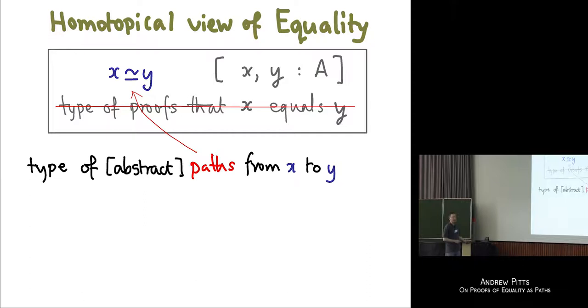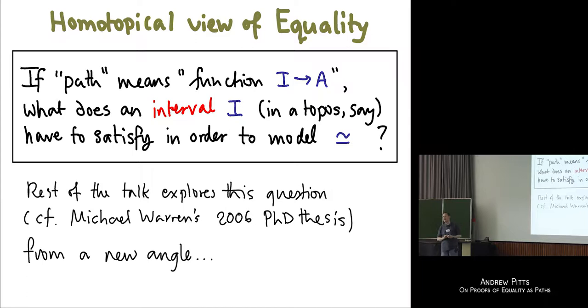Well, let's be naive, right? For me, a path is a function from the interval into something. So if a path means a function from the interval into the type A, what is it about an interval object that we need in order to develop a model of identity types in type theory? Okay, so that's the question that I'm going to address in this talk. And of course, it's not a new question.